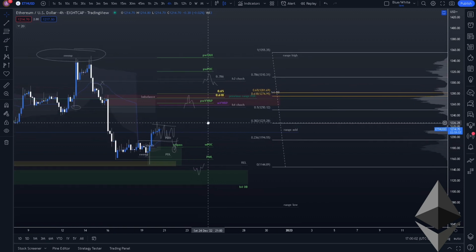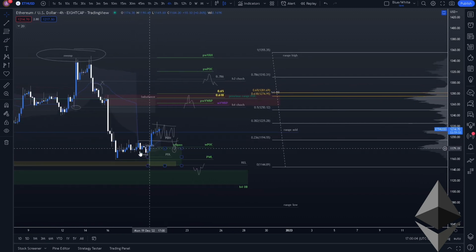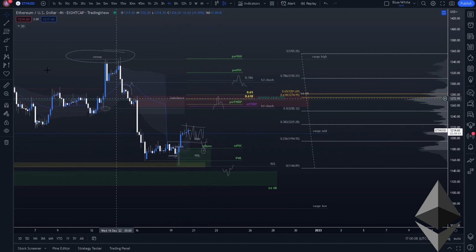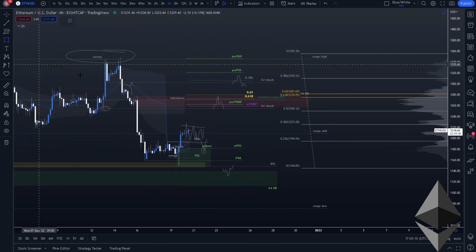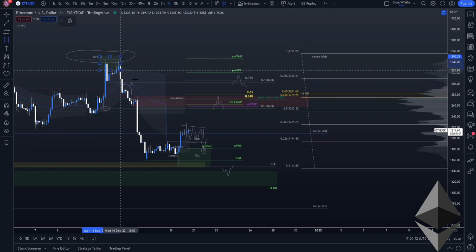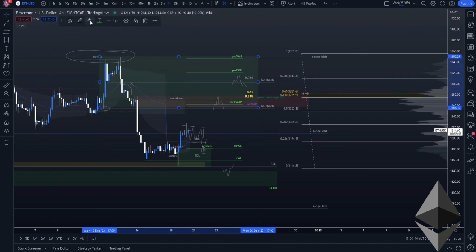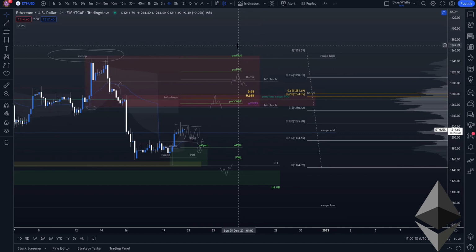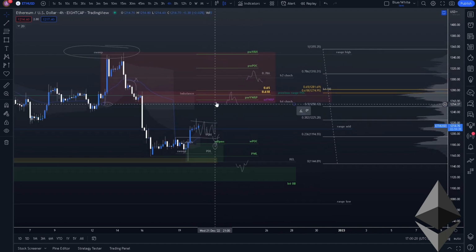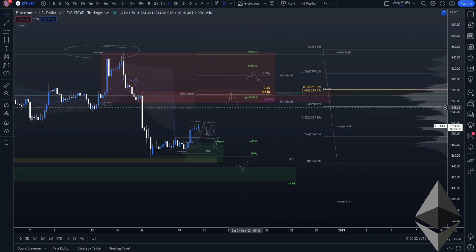So what happens when, just like how we had our sweep and change of character here, and we developed a bullish zone of demand, same thing happens up here. So once we have a sweep and change of character, and this is on the 4 hour, what this does is it generates a bearish zone of supply here. So anytime price comes back up and taps into this zone of supply, we're gonna be pretty bearish.